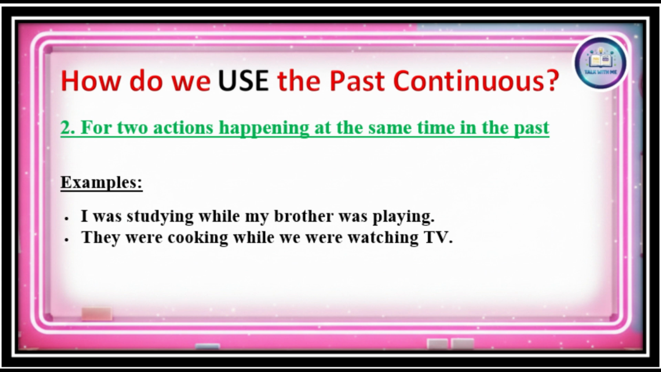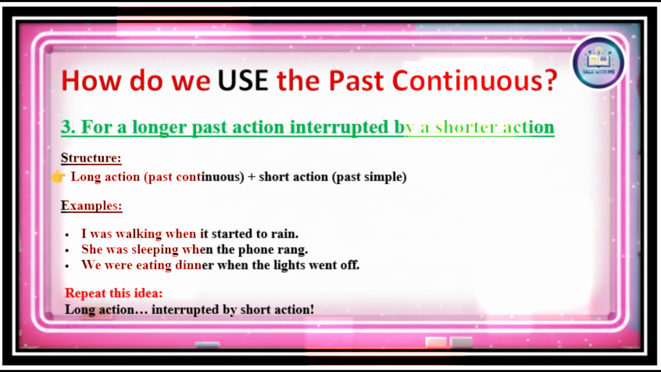The third one is for a longer past action interrupted by a shorter action. Students, this is very important and easy. Try to catch this one. Longer past action interrupted by a shorter action. Okay? Look at this structure. The long action is explained in past continuous, plus the short action is explained in past simple.